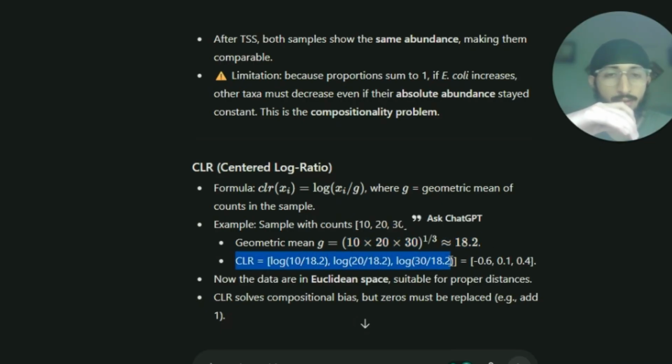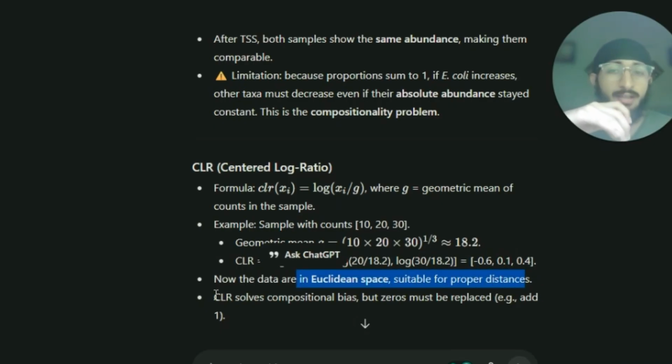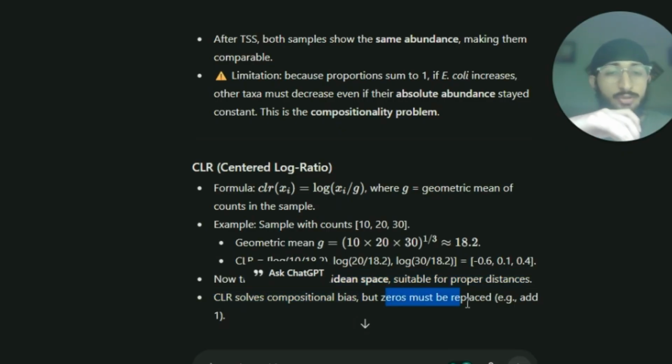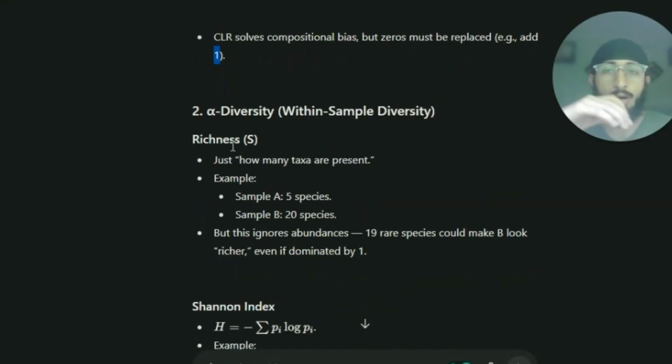In the CLR, we calculate these values, right? So log of 10 upon 18.2, log of 20 upon 18.2, and log of 30 upon 18.2. We get these values. Now the data are in Euclidean space, suitable for proper distances. So CLR is the one that solves compositional bias, but the zeros must be replaced, for example, add 1.